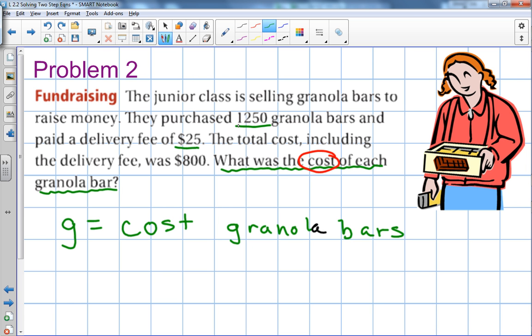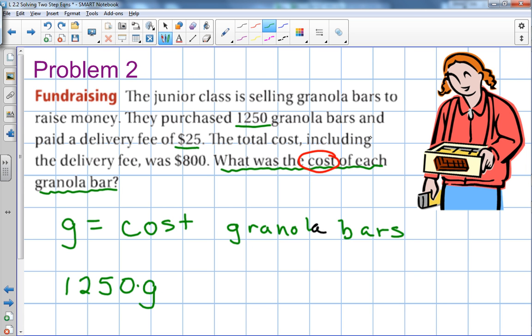Now we go back to the problem and we read it again. They purchased 1,250 granola bars. Well, if you purchase 1,250 granola bars, that's an amount. What I want to know is the cost. So I take the amount that I purchased and I multiply it by the cost, which is the unknown or the variable G. 1,250 times G would give me a cost.